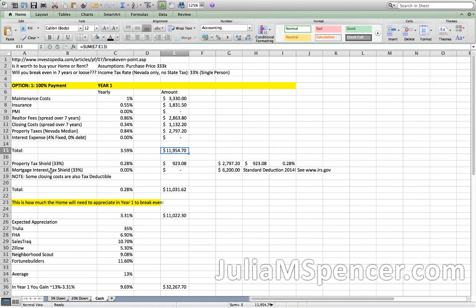And so your mortgage interest tax shield is the only thing that completely goes away in this option, because you have no mortgage. Now, you still would get the standard deduction on your taxes, but since you have no mortgage to use this as an opportunity cost, I just put 0 there. I'm not really sure if it would be useful to put this amount here as a positive number.